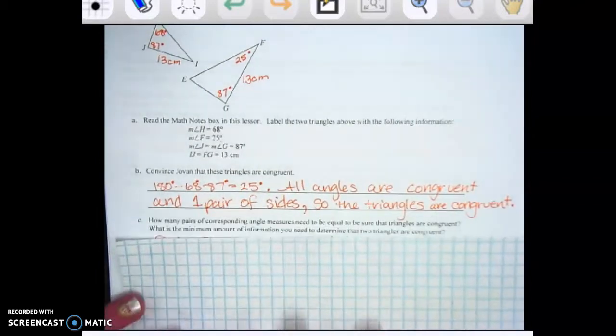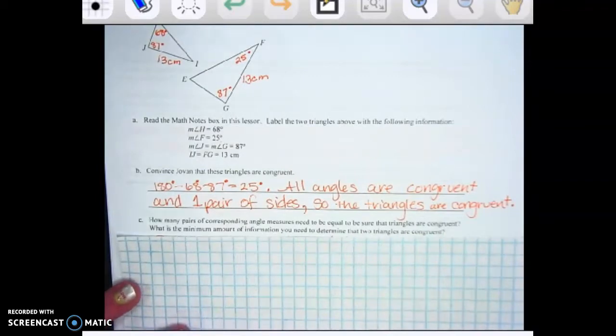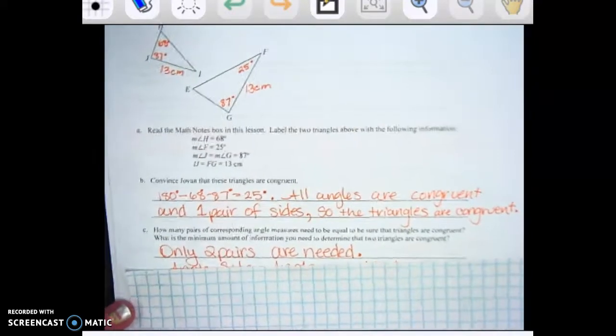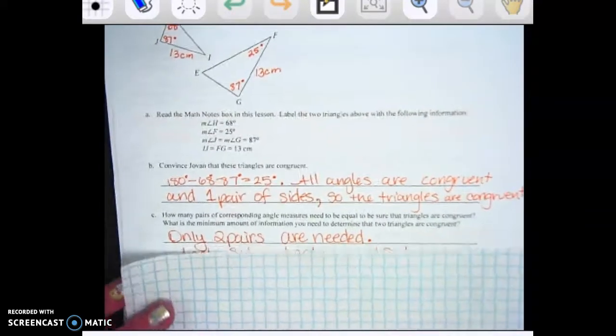All right, part C. How many pairs of corresponding angle measures need to be equal to be sure that the triangles are congruent? What's the most amount of angles a triangle can have? 3. So how many of those 3 need to be congruent to convince you that all 3 are going to be congruent? 2. At least 2 of them need to be congruent, because if you subtract those 2 measures from 180, that third angle is going to be the same as well. So you're going to say only 2 pair need to be congruent.